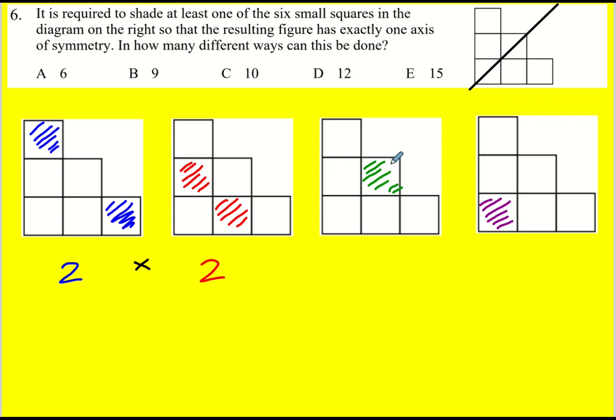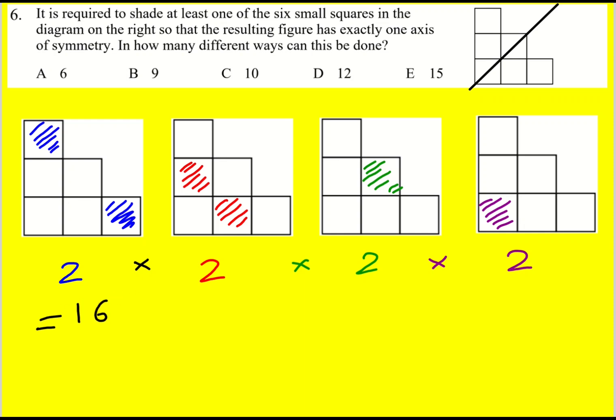And then I can either shade the green one or not. I'm going to times by 2 again, because when green is shaded, I could use these 4, and when green is not shaded, I could also use those 4. That's why I'm still timesing. And then finally, I'm going to times by 2 from this one as well. So that is going to give me 16.